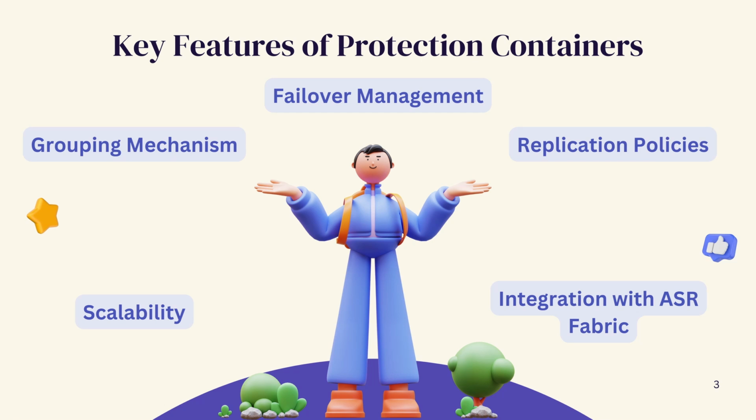Feature one is the grouping mechanism. Protection containers allow you to group related resources into a single unit. For example, if you have a front-end, back-end, and database tier in a 3-tier application, you can create a separate container for each tier, ensuring their replication and recovery configurations are managed independently.